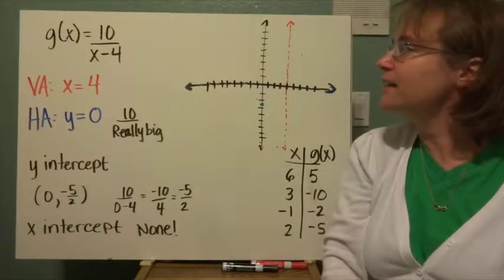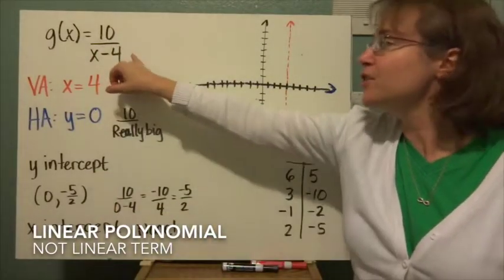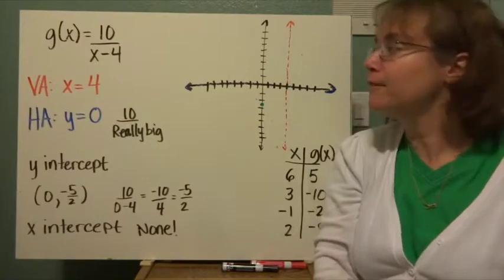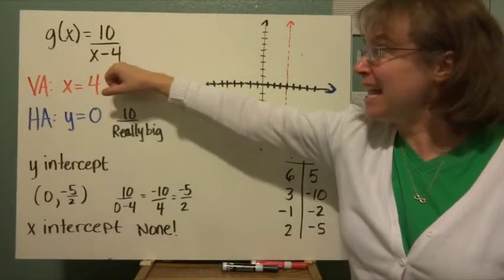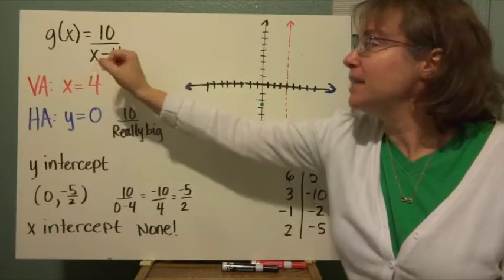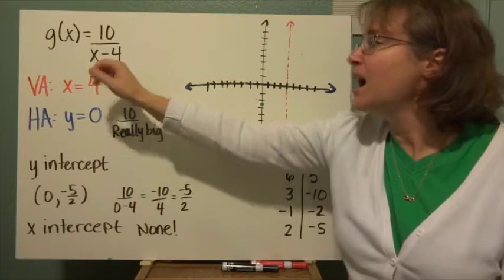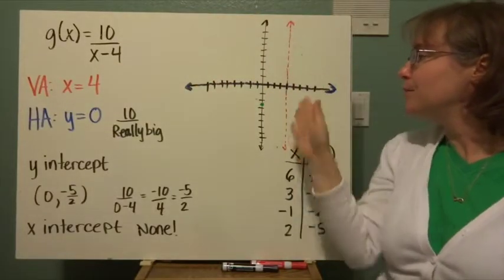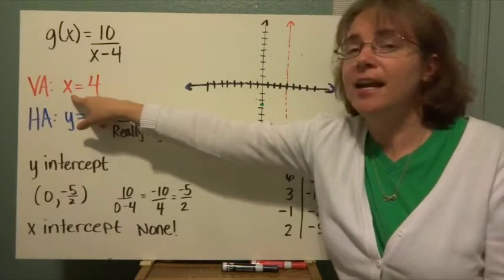Let's look at g of x is equal to this constant over this linear term. So I want to first look at that denominator to find my vertical asymptotes. What would make that 0? Well, when x is equal to 4, that denominator would be 0. And so I know anywhere x is equal to 4, my graph is not going to be allowed to be there. And so that's where I get my vertical line, x equals 4.